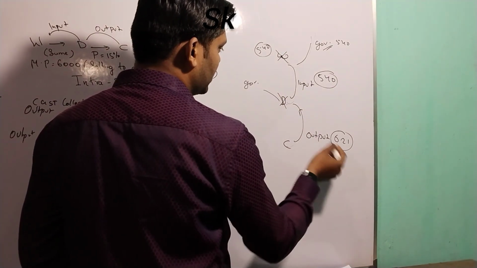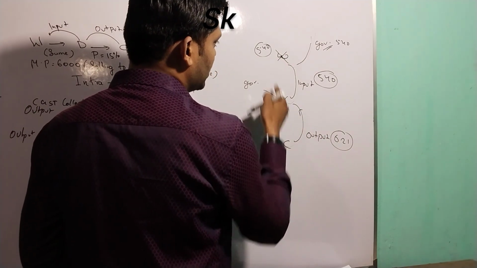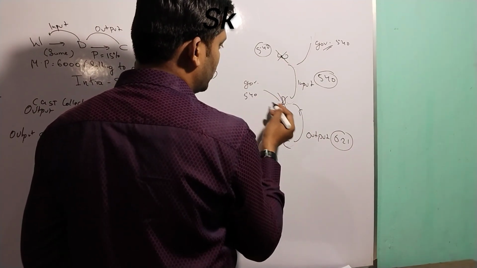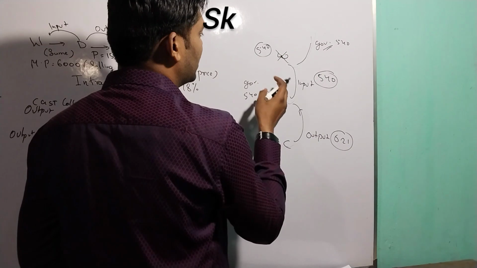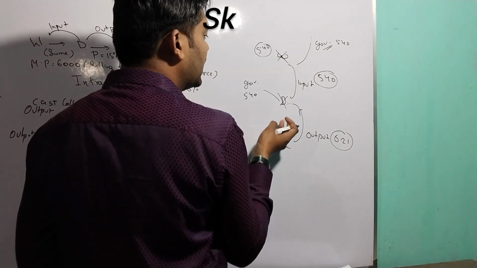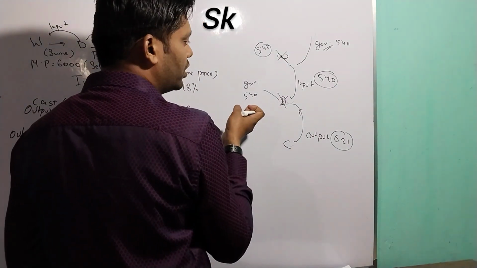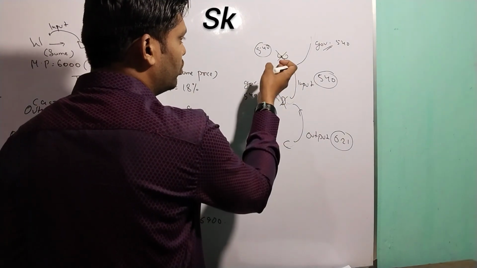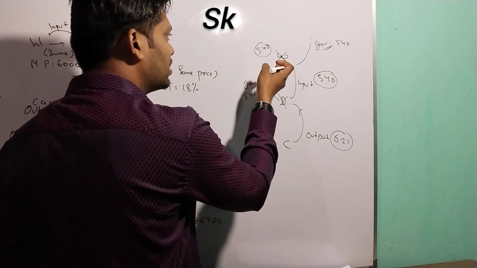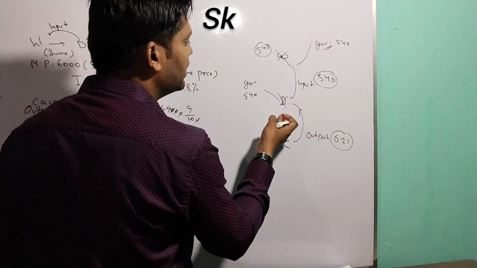How much has he paid? He has already paid how much? Sir, 540 is already paid. To whom? To the wholesaler, but he will pay it to the government, no? So indirectly the dealer has paid 540. The dealer has paid to the wholesaler, and the wholesaler will pay to the government. So indirectly the dealer has paid.